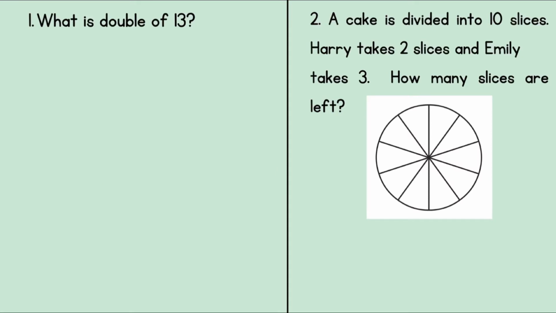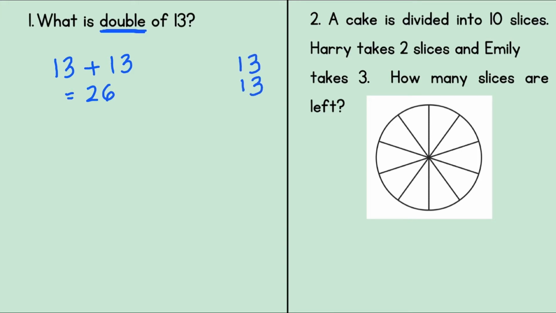First question, what is double of 13? Double of a number means you have to add the number to itself. So to find double of 13, we will do 13 plus 13. What is 13 plus 13? That's right, 26. You can also do it using the column method.